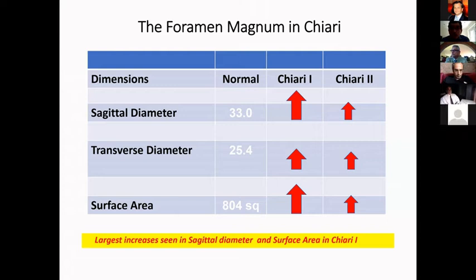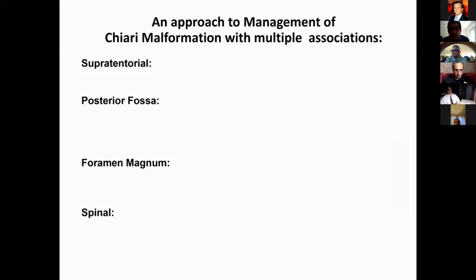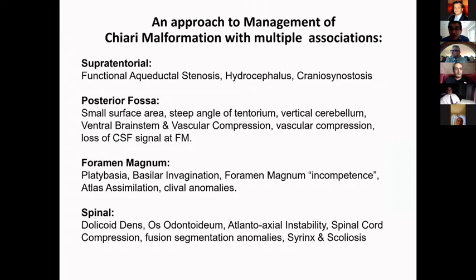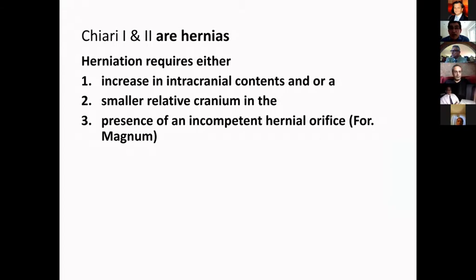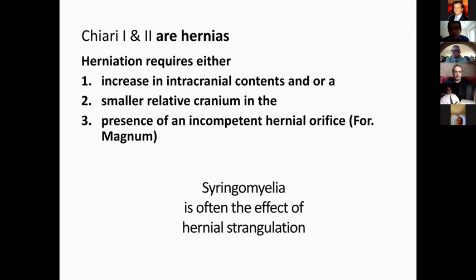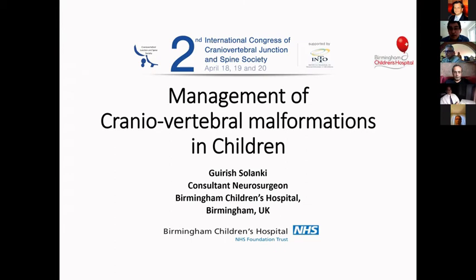So this was the next step in our evolution in terms of knowledge, that now we have a supratentorial explanation, a posterior fossa explanation, a foramen magnum explanation, and then finally we got to the spinal explanation. And what we essentially are saying is that Chiari 1 and Chiari 2 are hernias. They're not malformations, they are hernias, and those hernias require an increase in the intracranial contents, a small relative cranium, and the presence of an incompetent hernial orifice for syringomyelia then to happen, which is the effect of what we'd call a strangulated hernia.